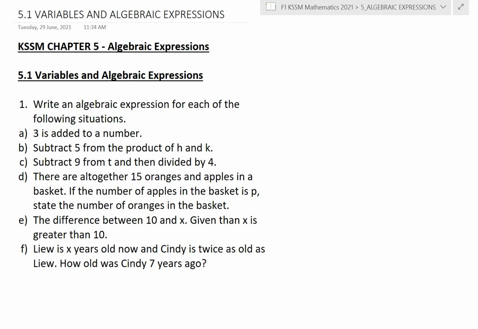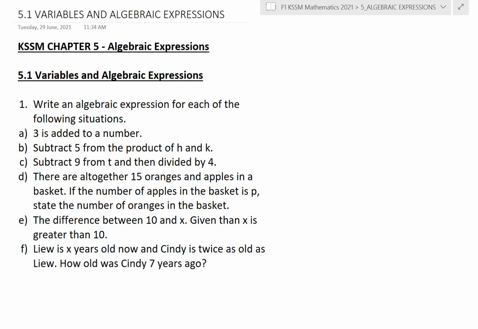For today's lesson we are going to learn the new chapter, which is KSSM Chapter 5, Algebraic Expressions. This chapter consists of two subtopics, and the first subtopic that we are going for in today's video is variables and algebraic expressions. We are going to look at the examples and questions one by one, and we are going to do it together. I'm going to use both languages. Saya akan explain juga beberapa term di dalam bahasa Melayu supaya awak lebih faham.